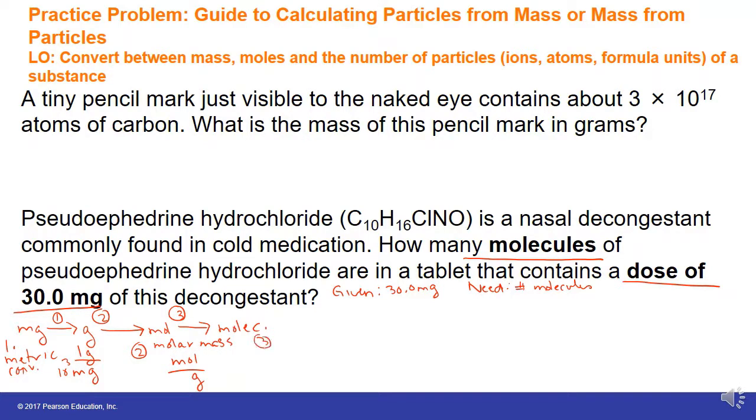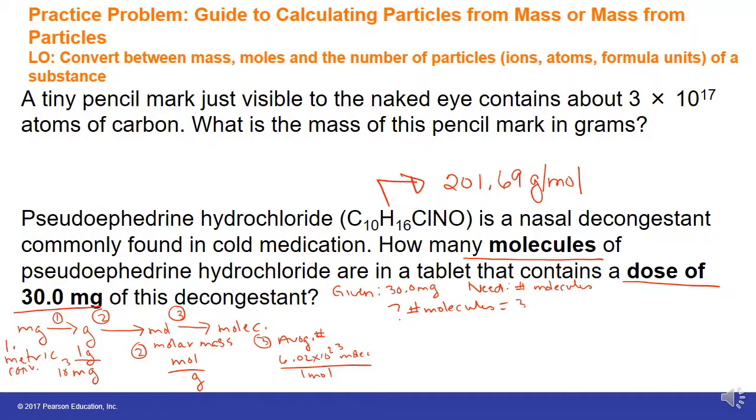And for number 3, we need to get from moles to molecules, so we're going to use Avogadro's number and put 6.02 times 10 to the 23 molecules on top of 1 mole. Now, if you calculate the molar mass of this compound, you should end up with 201.69 grams per mole.